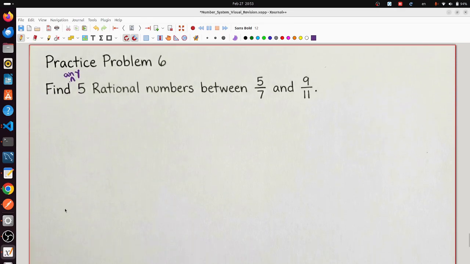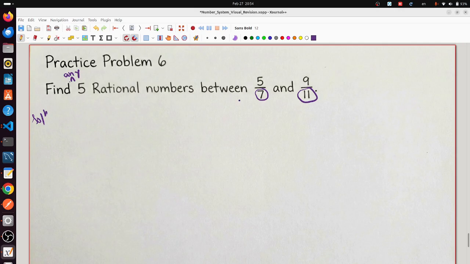Yeah, this is somewhat different. Earlier, in the previous question, both fractions had the same denominator, 7 and 7. Now we have different denominators. In that case you should not apply that formula, n plus 1 equal to 5 plus 1, that is 6. In this case, when we have different denominators, I will show you what we need to do.